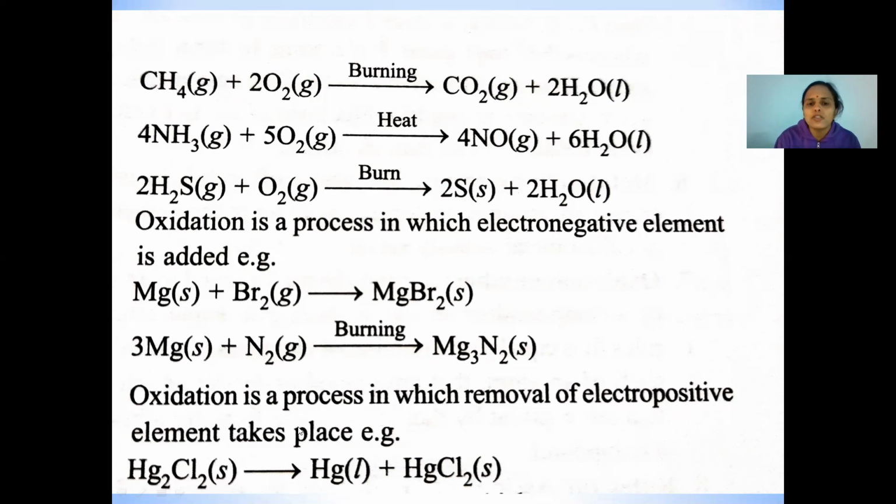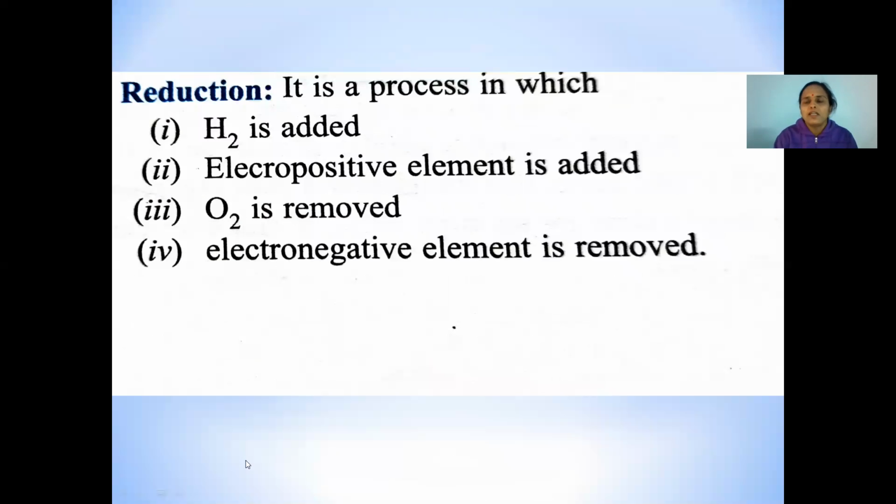Also, oxidation is a process in which removal of an electropositive element takes place. Look at this example. Hg2Cl2 gives Hg plus HgCl2. So removal of an electropositive element is an example of oxidation. Hope it's clear. Next we come to the reduction process.